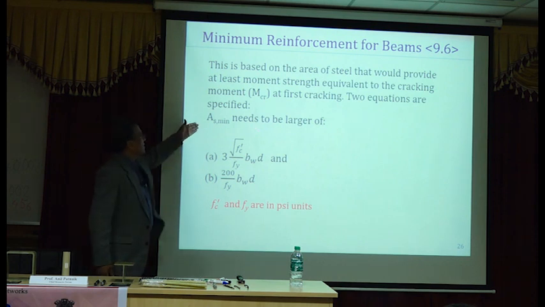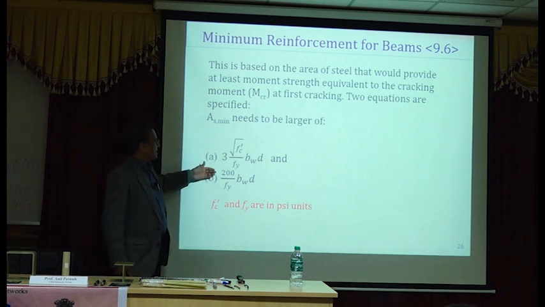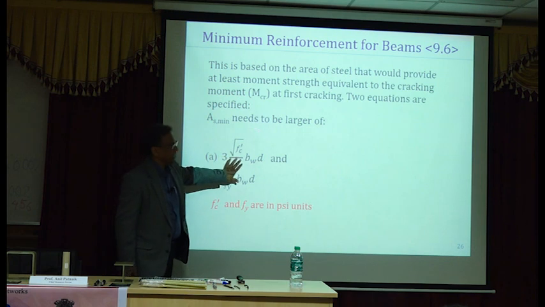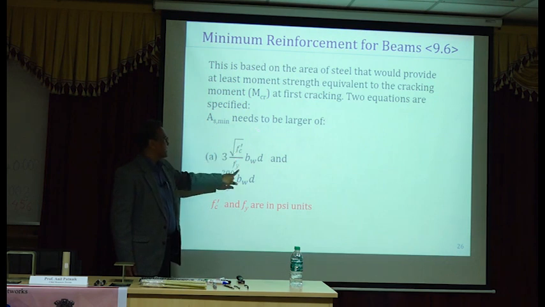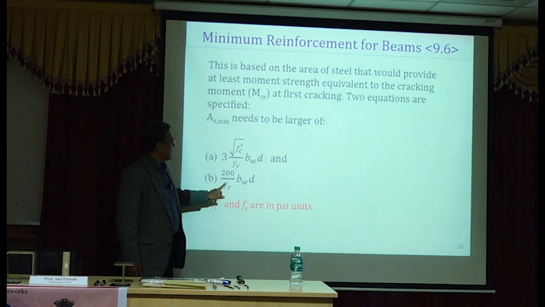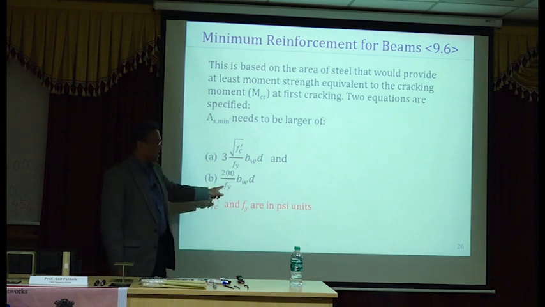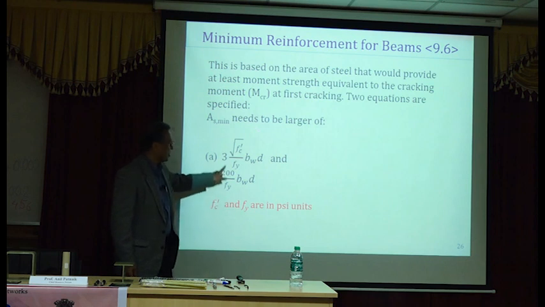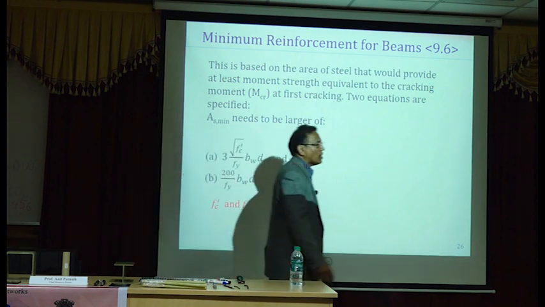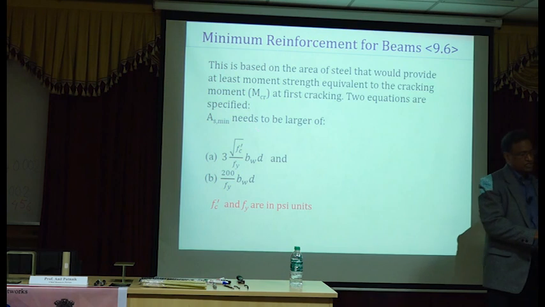So there is a minimum area of steel mentioned in the ACI code. There are two simple equations. These are in PSI units. F prime c must be in PSI units. Fy needs to be in PSI units. And then here also Fy should be in PSI units. But in my example, I will give you MPa equivalents.